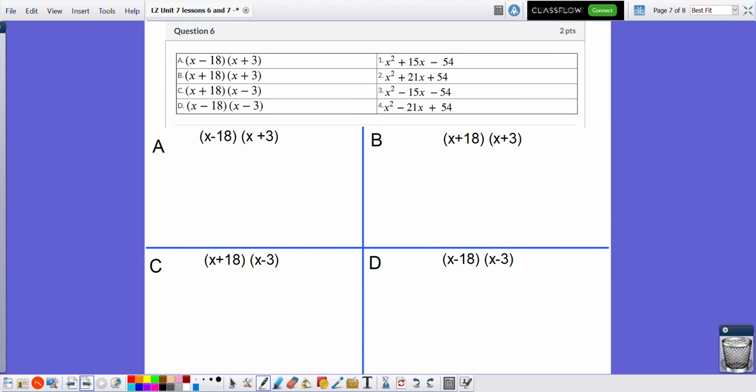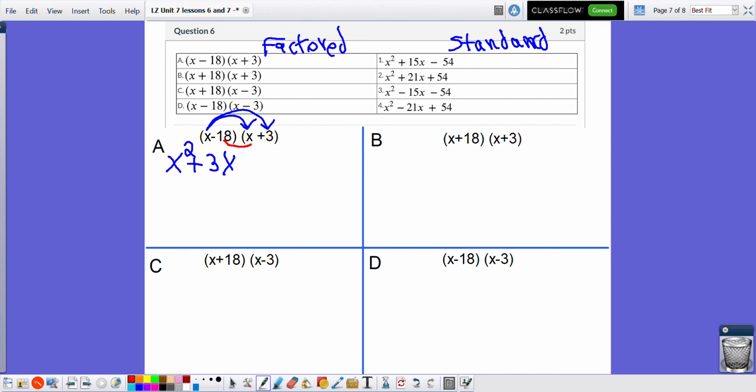For this one is the same. We need to match the factored form with the standard form. So I will do one example and I'll let you work on B, C, and D. So let's do the first example. We will multiply x times x and x times positive 3. X times x is x squared. X times positive 3 is positive 3x.